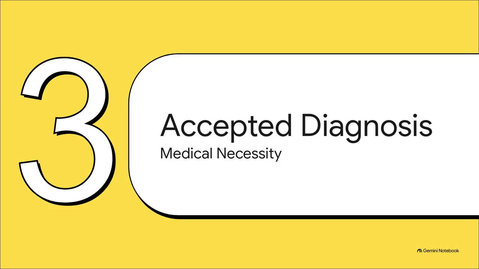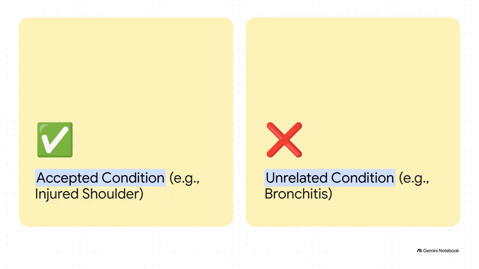All right, Section 3, the Accepted Diagnosis Rule and Medical Necessity. So there is a super strict single or maybe dual diagnosis restriction in play for these claims. Let's say you have an accepted reimbursable condition, right? Like an injured shoulder from a warehouse accident.